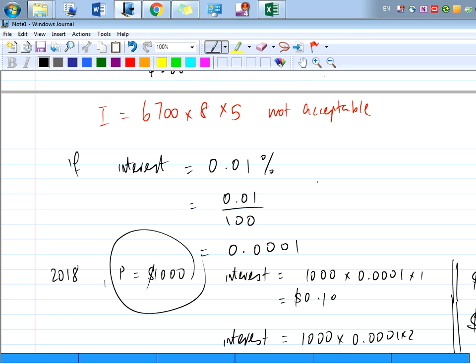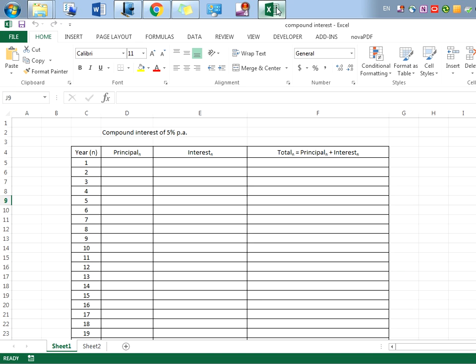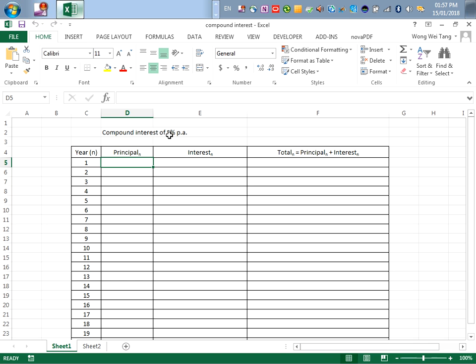So let me illustrate with an Excel sheet what actually is happening. Okay, over here I have a table. This is with reference to example 19 in your textbook. Compound interest. So this is different from simple interest, okay? Our banks, they work by compound interest.